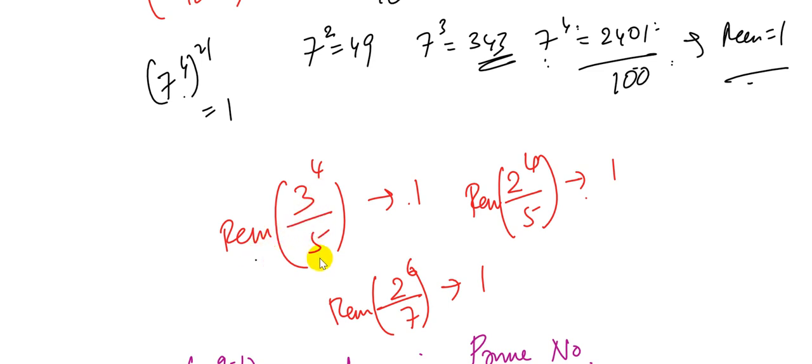The remainder of 3 to the power 4 divided by 5 is 1. 3 to the power 4 is 81 by 5. Remainder is 1. Remainder of 2 to the power 4 by 5: 16 by 5 is 1. 2 to the power 6 is 64 by 7: 1. Now these numbers are all prime numbers, right? You can try it with any number. The power has to be 1 less than the divisor. That will give you a remainder of 1. This rule is called Fermat's rule.